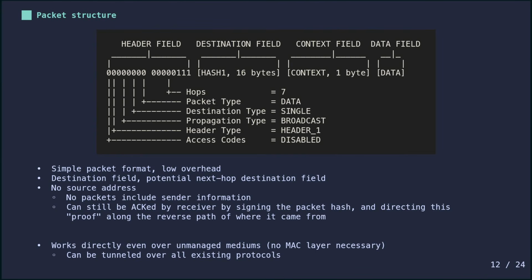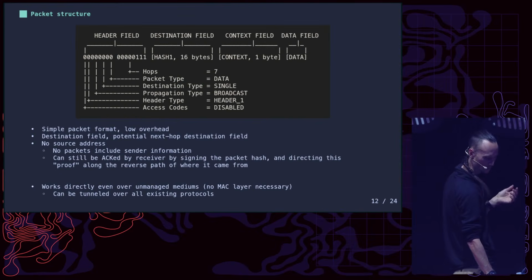And one thing you might notice that's conspicuously missing from this is a source field. So there's actually no source addresses at all in Reticulum. There will never be a packet that includes information about where it came from at all. And you can, of course, still have bidirectional communication. Even the low-level raw packet API is able to have cryptographically signed acknowledgements sent back. But how do you establish full bidirectional communication without any sources?